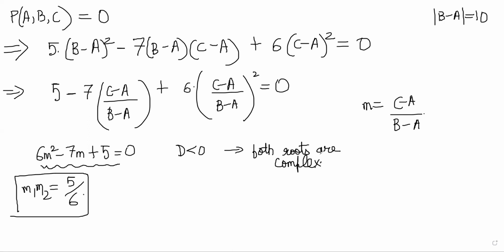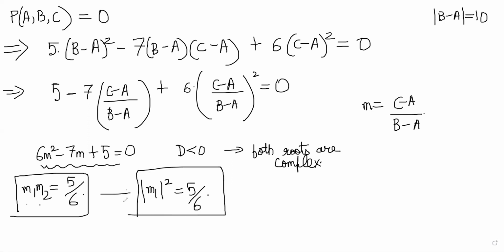And if I have two complex roots, they will be conjugates of each other. So m1, m2 is actually mod of m1 square, which is equal to 5 by 6, right? Do you understand what I'm saying? I'm basically saying that the roots will be of the form a plus ib, a minus ib. So when I do the product of the roots, it will become a square plus b square, which is mod of (a plus ib) whole square, right? So that's what I'm saying. m1, m2 is mod of m1 whole square.